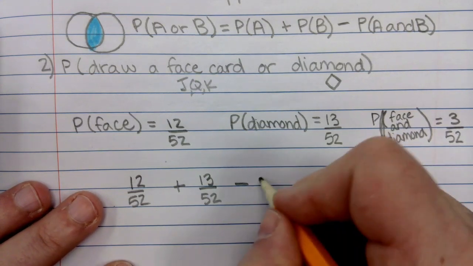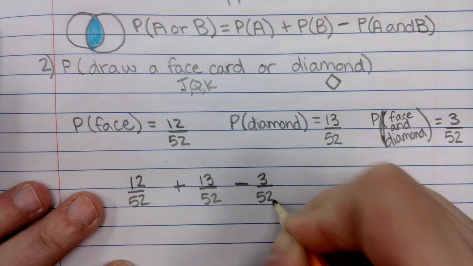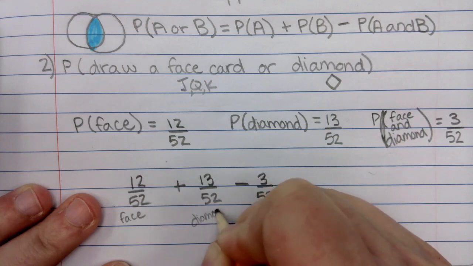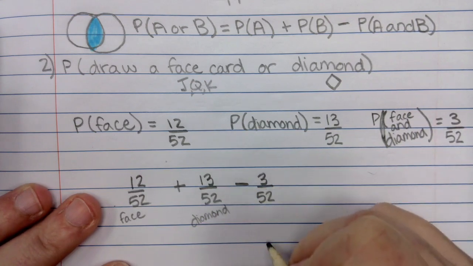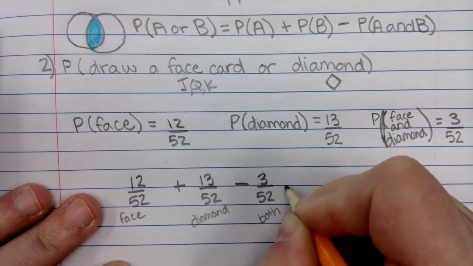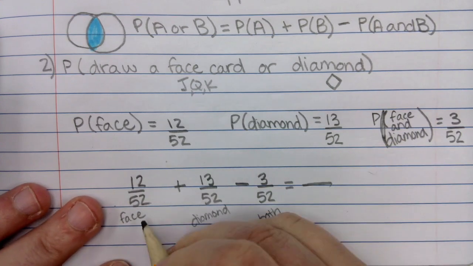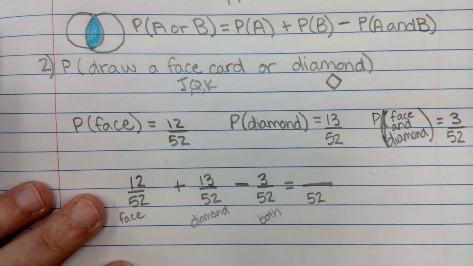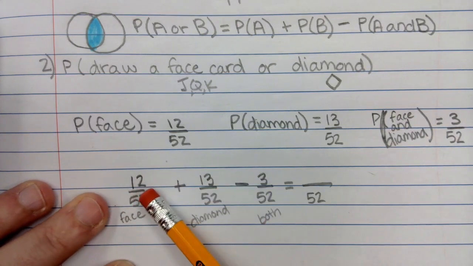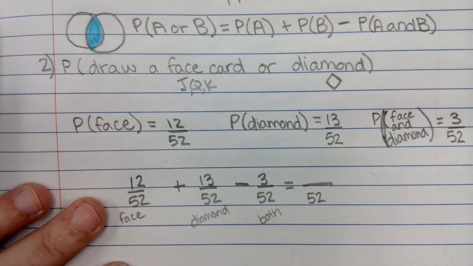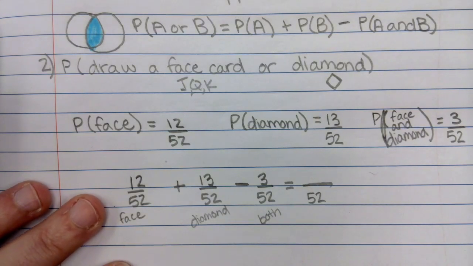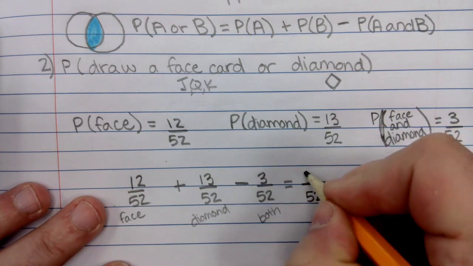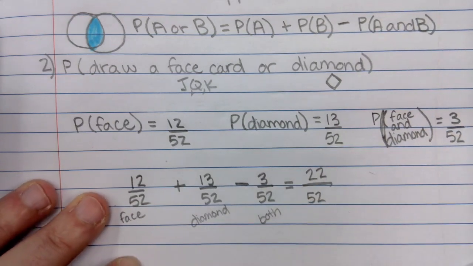Now, when I add and subtract, if I have the same denominator, I can just keep the denominator the same, 52, and just add or subtract my tops. So what's 12 plus 13? 25, and 25 minus 3? 22. So we could do it by hand if they all have the same denominator. If they don't, you'd either have to find a common denominator or just use Desmos, or you can plug it into Desmos right away. That's fine too. If you look at fractions and you're having a panic attack, we don't want that. Our goal today is to find probabilities, not necessarily to add fractions.